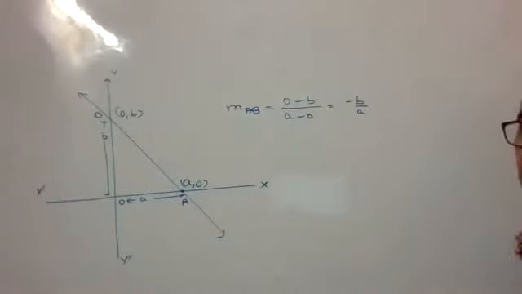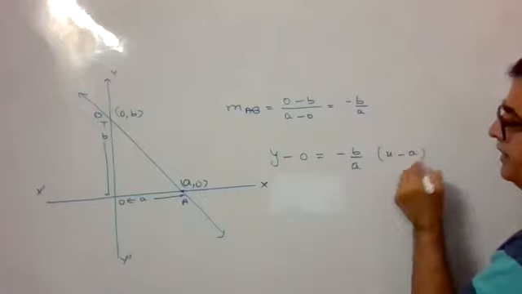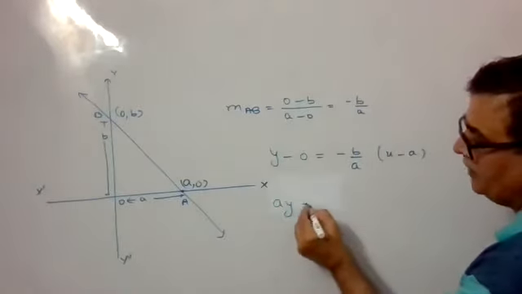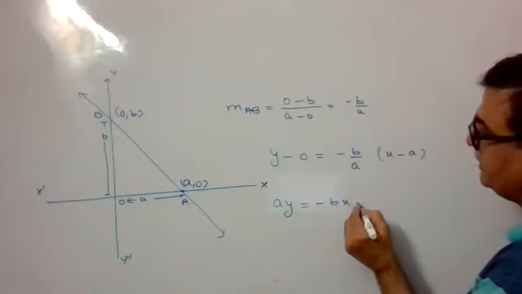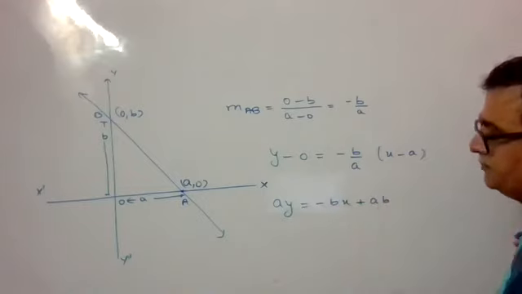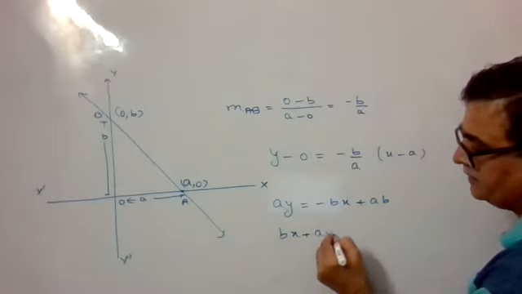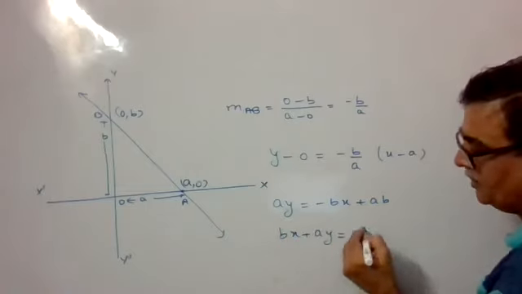So what equation comes? Y minus y1, that is 0, equals minus B by A times x minus A. Now when you solve it, the equation comes out to be AY is minus BX plus AB. Or I should say BX plus AY comes out to be AB.